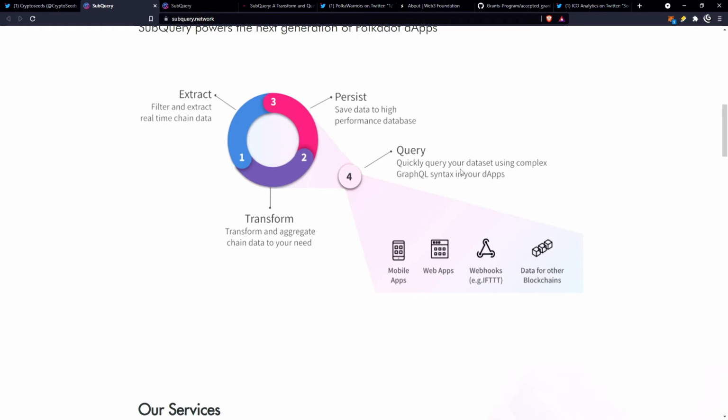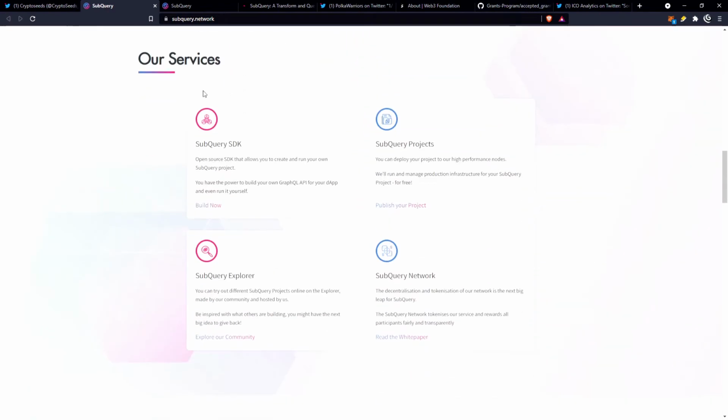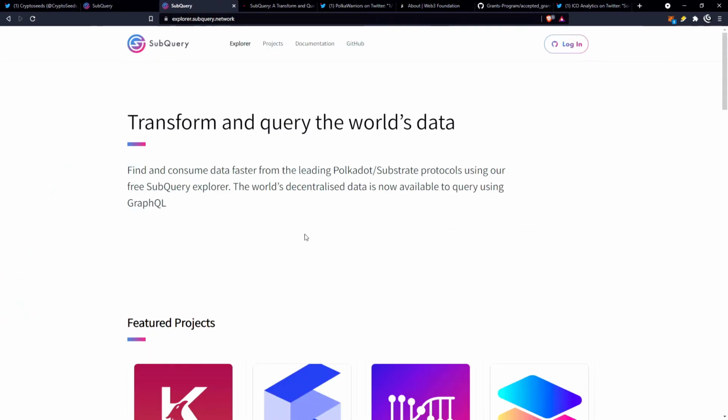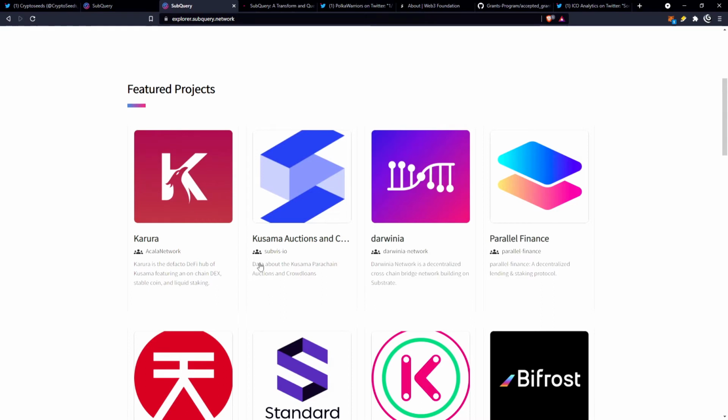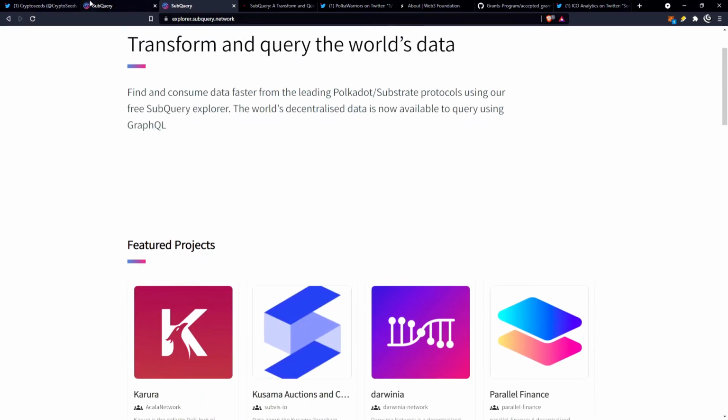So you can quickly query your dataset using complex GraphQL syntax in your DApps. By querying, you will get those on-chain data. This is how it works. They also have different services, like the Subquery SDK, an open source SDK that allows you to create and run your own Subquery project. Subquery Explorer is there, where you will find all those projects' data. You can see Kusama auction data about Kusama parachain auctions and crowdloans, Darwinia. So you will have all the on-chain data. This is how the Explorer works.